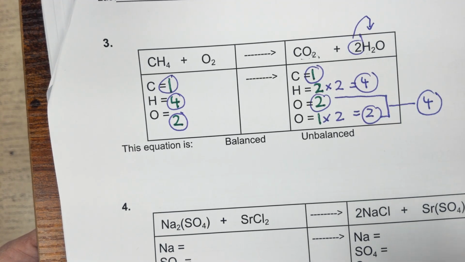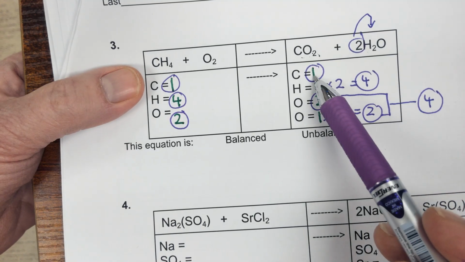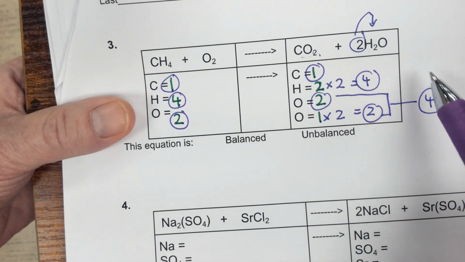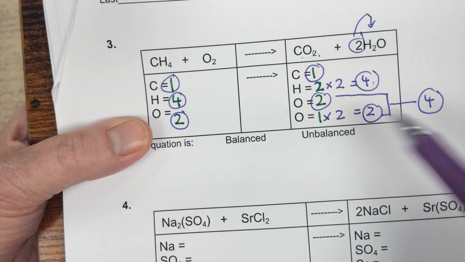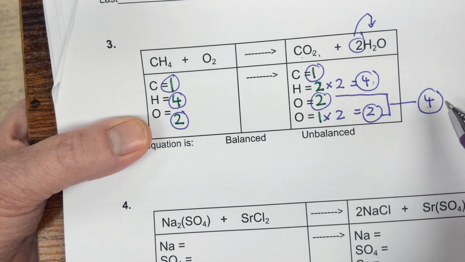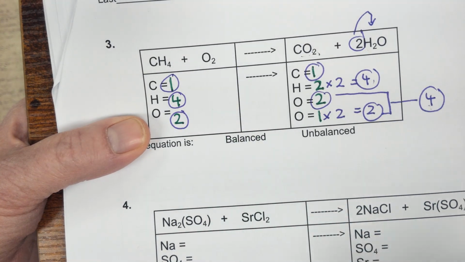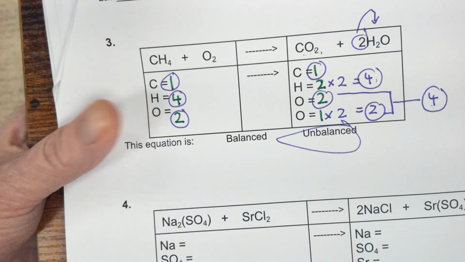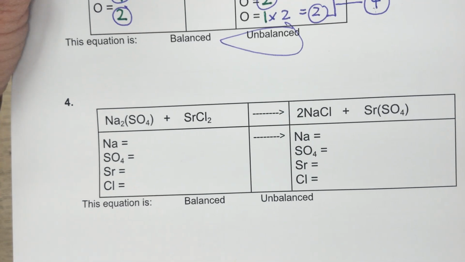All right, so for this reason, the equation does not balance because I've got 1 carbon on both sides, 4 hydrogens on both sides, but 2 oxygens here and 4 here. So if you were to balance this, you'd have to increase the amount of oxygen on this side. I'm just going to circle unbalanced. Next one.